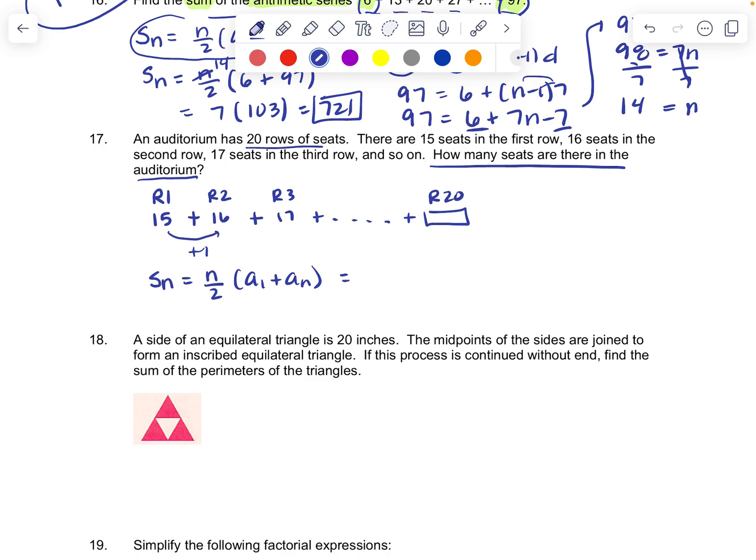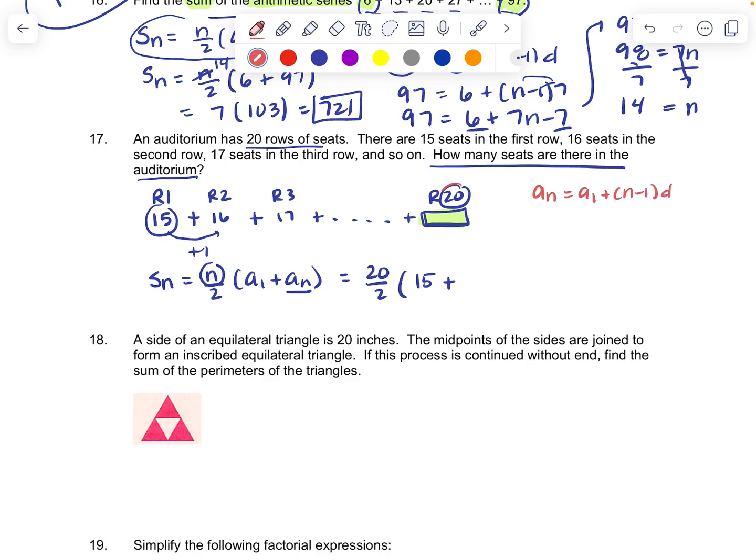So that's going to equal n, which is the number of rows, which is 20. So I have 20 over 2. A sub 1, there's 15 seats in the first row. And then a sub n is the very last one. That's this guy right here that I do not know. How do I find out what the last row is? Again, if you're missing something, go to your other formula. Your other formula is a sub n equals a sub 1 plus n minus 1 times d.